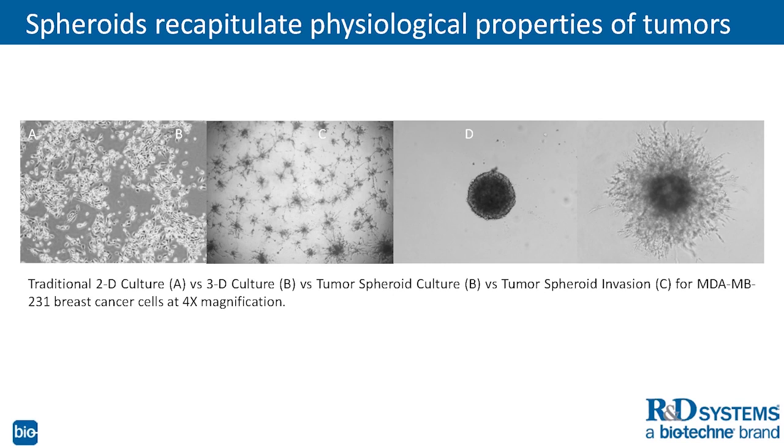Okay, and what's important is the size. The spheroid needs to be large enough to where it can recreate some of these physiological properties associated with tumors. And I'll talk about that on the next slide. We see in figure D that when we embed this spheroid into an extracellular matrix hydrogel, the cells can invade out of the spheroid and into the surrounding matrix, similar to what we see with early metastasis.